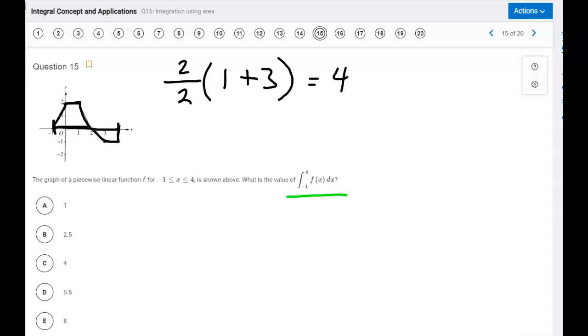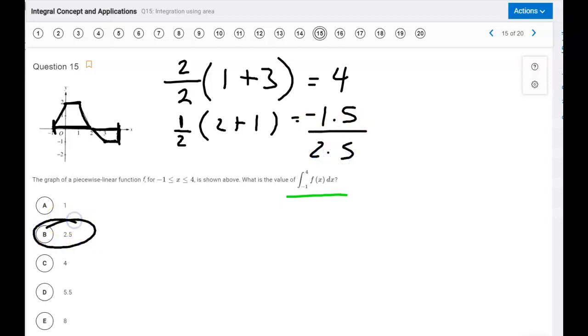The bottom trapezoid has a height of 1. So the height is 1, and we're cutting that in half, and the bases, this base is 2, and the bottom base is 1. And that's going to give me a total of 3 cut in half, which is 1.5. But we got to keep in mind that's below the x-axis, so that's actually going to be a negative area. And so when we put these two things together, what we're going to end up with is 2.5. All right, let's move it along.